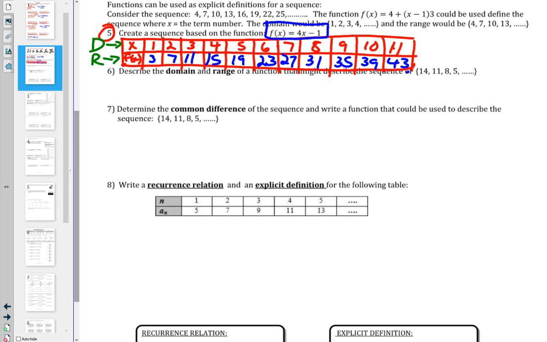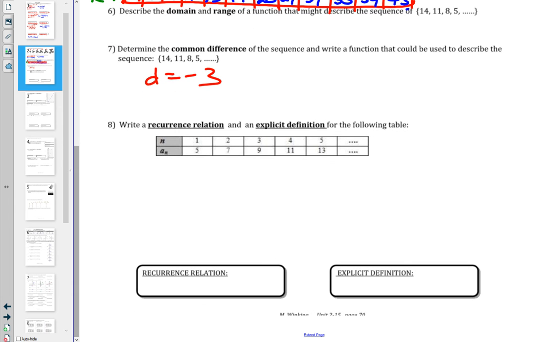Strangely enough, the next question says, what's the common difference? It's the exact same sequence. We just finished saying, what's the common difference there? The numbers are going down by 3. Write a recurrence relation. For all intents and purposes, assume that's the same thing as saying a recursive definition. I'm gonna bypass this because we did this on the first page. We've done this already.